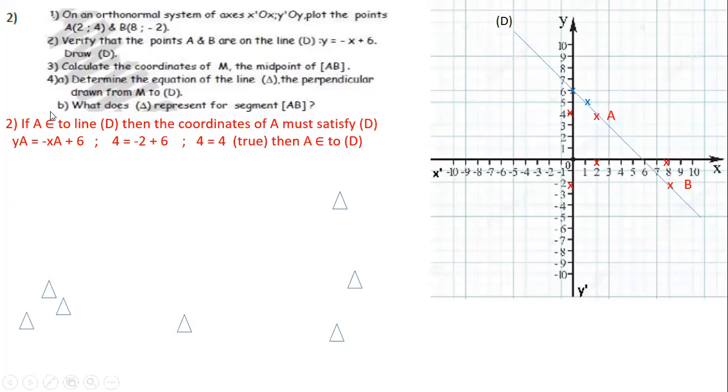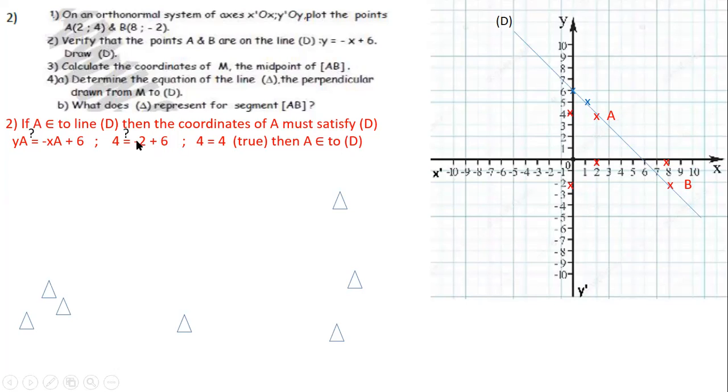So I don't know yet if A belongs to D. So I say if A belongs to line D, then the coordinates of A must satisfy the equation of line D. What do I mean by this? Instead of y, I write ya, and instead of x, I write xa. So the coordinates of A, the abscissa and the ordinate, must satisfy the straight line D. So are these two equal? So I replace ya by 4, and xa by 2. Since I have negative, it becomes negative 2.